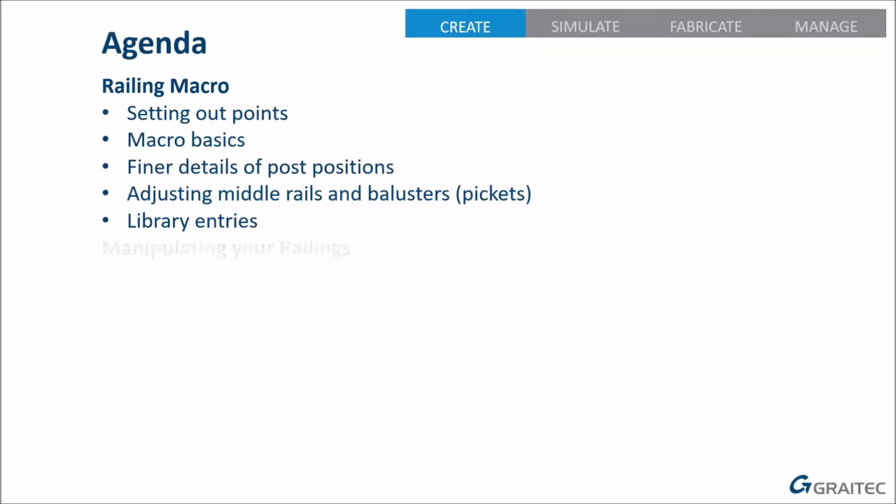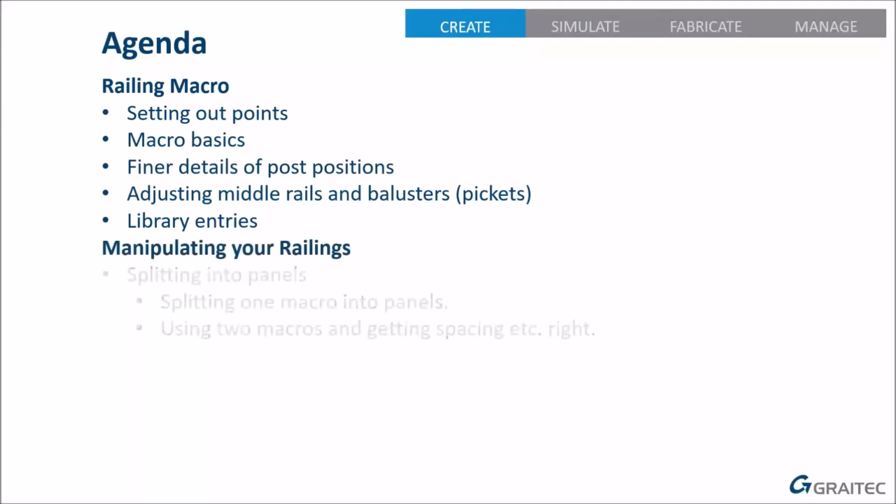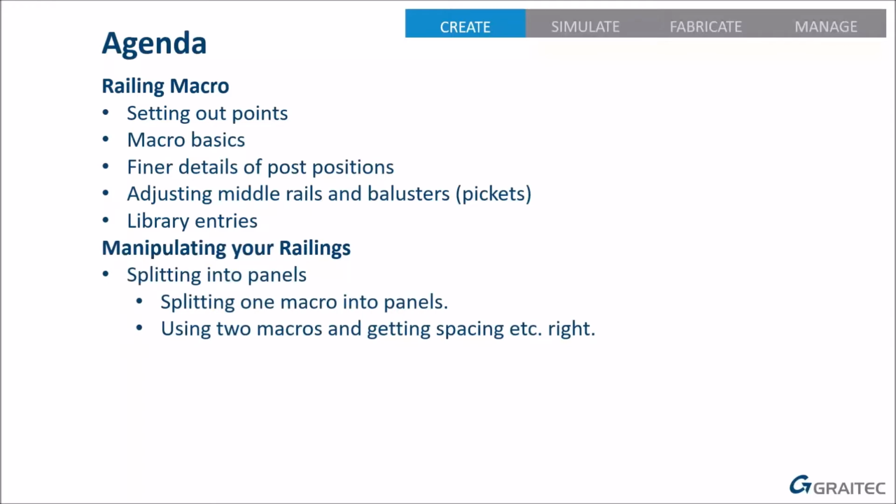Once you've got the basic railing in place, we're going to look at manipulating those railings, how we can take it a bit further. So we're going to try splitting a single macro into different panels for manufacture, or we're going to try using 2 or 3 consecutive macros to make shorter lengths of rail, but still keep everything spaced correctly, the posts and the balusters and so on, across those multiple macros. And a very common requirement is to create glass infill panels, sheets of glass between the posts. What's the best workflow for doing that? We'll show you and demonstrate that workflow.